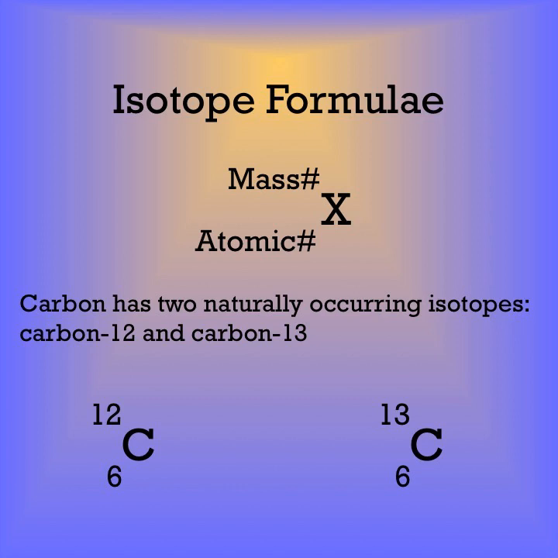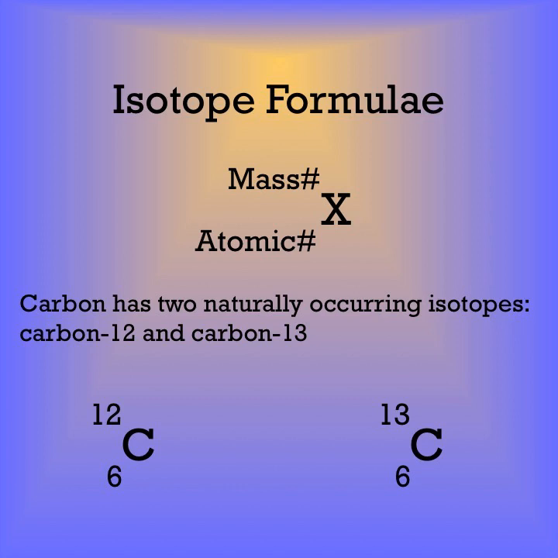There is no element whose symbol is X, by the way. And the mass number would be a superscript to the left. The atomic number would be a subscript to the left. As I mentioned, carbon has two naturally occurring isotopes. They're carbon-12 and carbon-13. We represent their isotope formulae as you see on this screen. So carbon-12 has a mass number of 12, but it's carbon, so we look on the periodic table and we know its atomic number is 6. Carbon-13 has a mass number of 13, but we know it's carbon, and its atomic number is again 6.